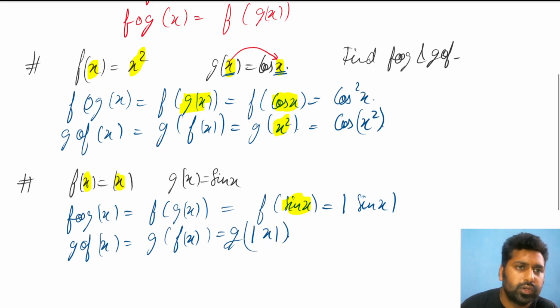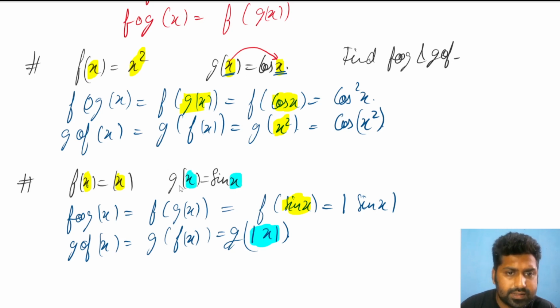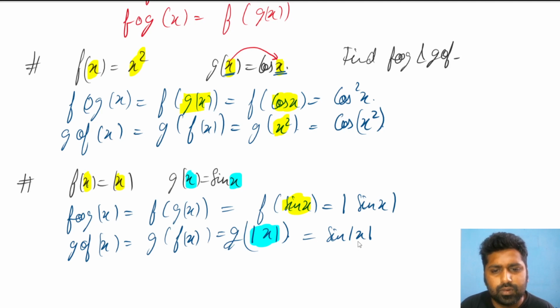Now what do we do? You replace every x inside this g x function with mod x. Every x. So this will also become mod x. This will also become mod x. So what is this? This is sin mod x. Those two are different things. The result of this can come negative as well as positive. The result of this will always be positive because mod is present outside.